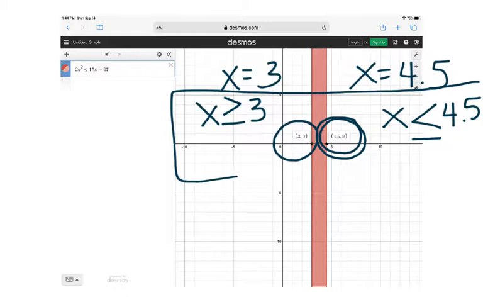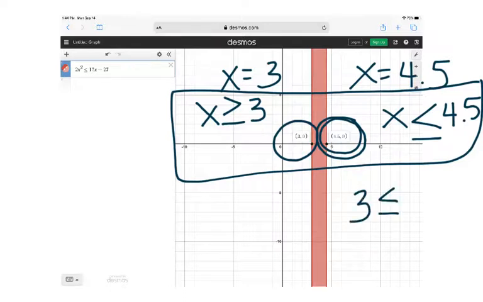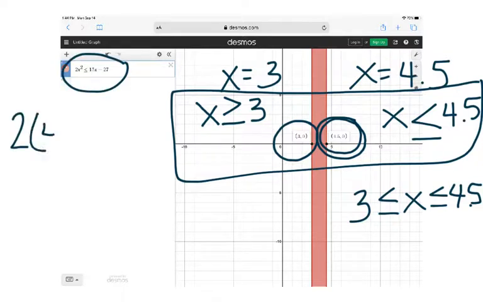So we're not looking for just x-intercepts, we're looking for a range. So what we're saying is that any answer between 3 and 4.5 should work. Sometimes you'll even see it written like this. So notice that the x is between those two numbers. So let's think of a number between 3 and 4.5. So let's say 4. If I replace these x's with 4, I should have a true statement. So let's see if that works.